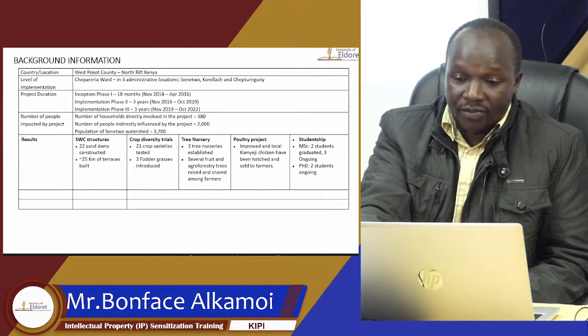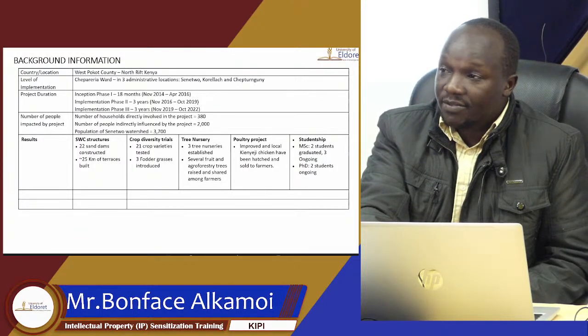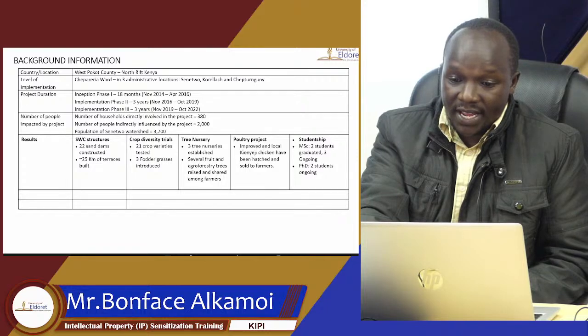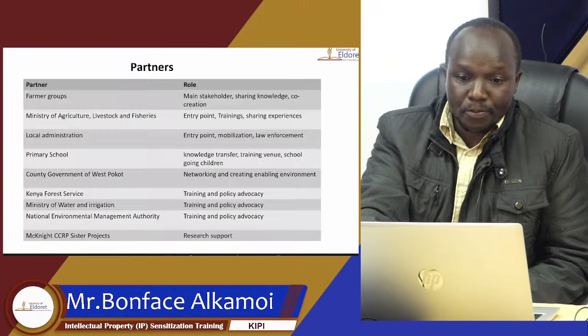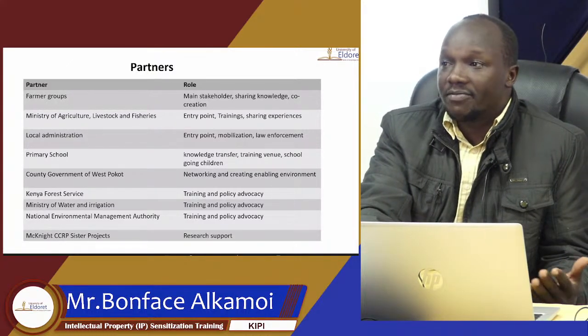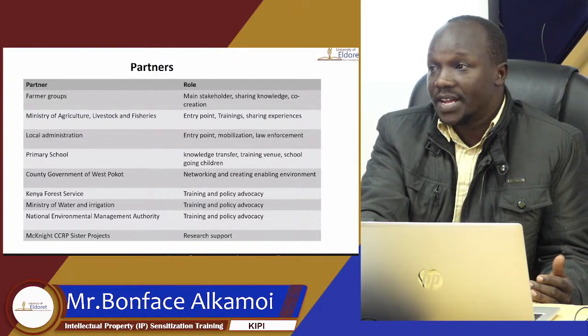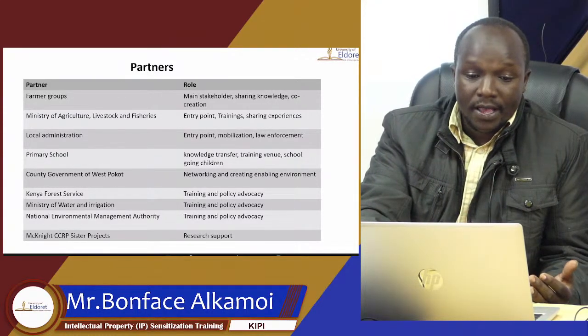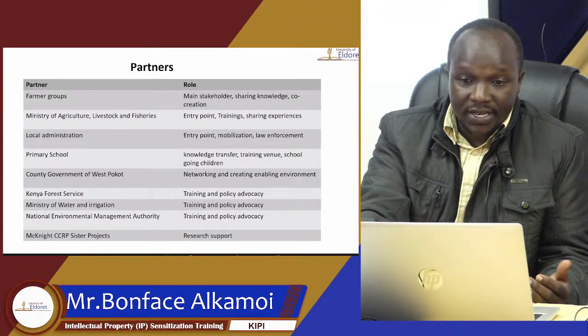And we provided studentships where about 6 students have already been sponsored, where 3 have already graduated, whereas 3 are still ongoing. So we have a number of partners ranging from the government and the farmers, as well as local schools, the local administration and the county government, as well as other persons from the central government.